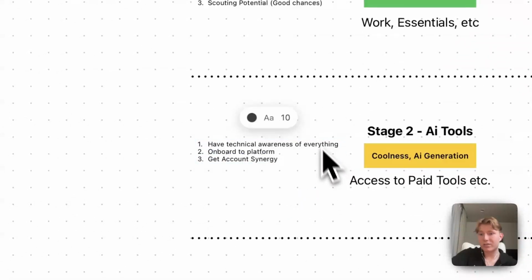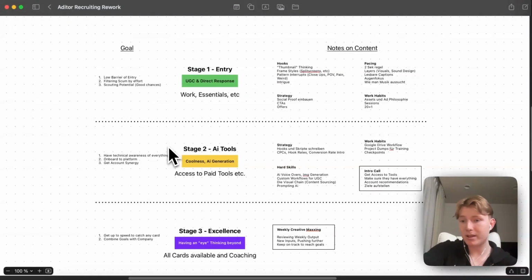The goal for this stage is just to have technical awareness of all the tools there are, so they can spontaneously implement them once they are needed in their work lives, onboard them to the platform so they can deliver via our shared Drive, and deliver on Trello, and then get a certain account synergy going.